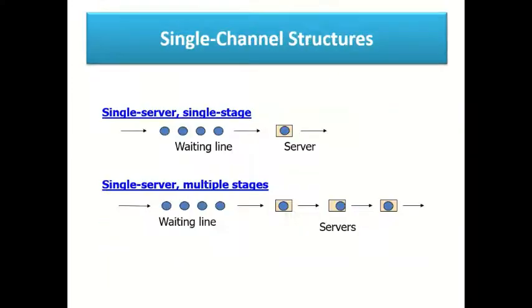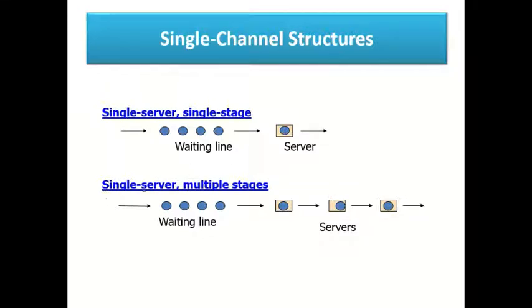So we might have a single server, single stage system, wherein there is a single waiting line of customers and they are processed by a single server, and once they are processed they move out from the system. So this is a typical example of a single server, single stage system. There is a single server and the server is organized as a single stage.